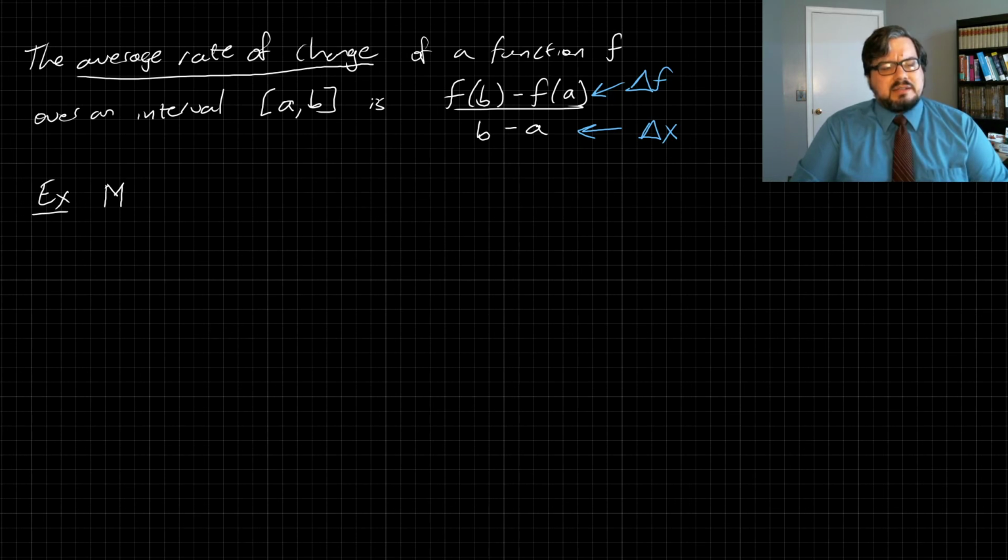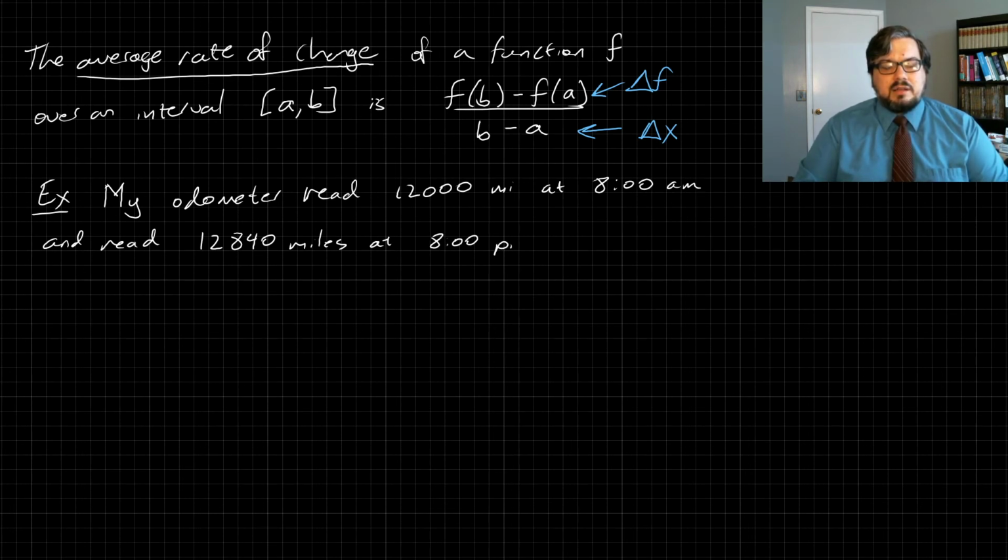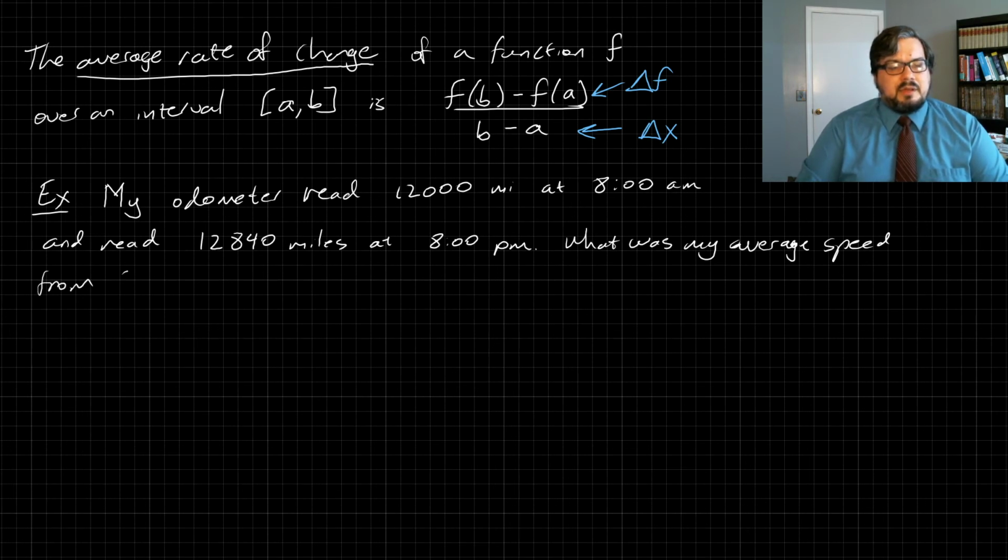So let's say the odometer on my car read 12,000 miles at 8 o'clock a.m. and read 12,840 miles at 8 o'clock p.m. What was my average speed from 8 o'clock a.m. to 8 o'clock p.m.?